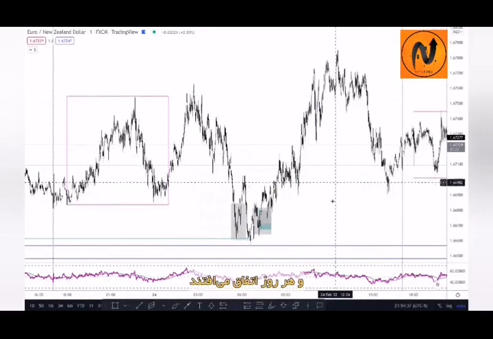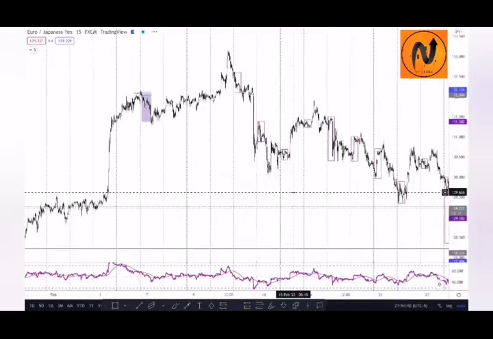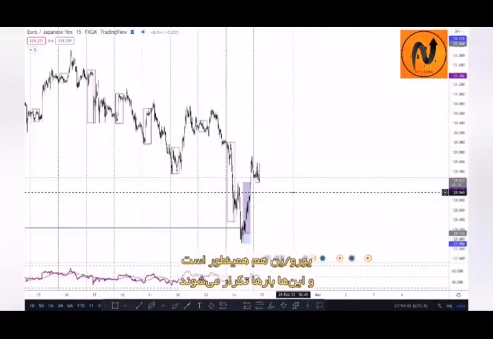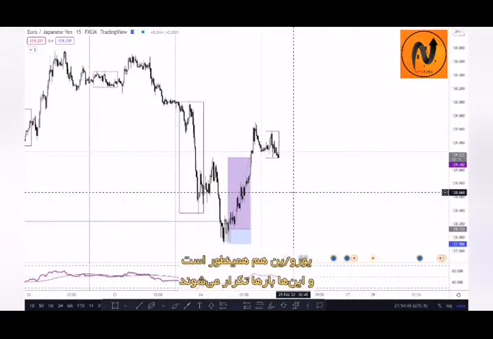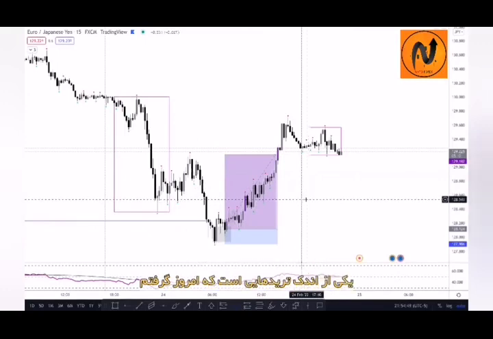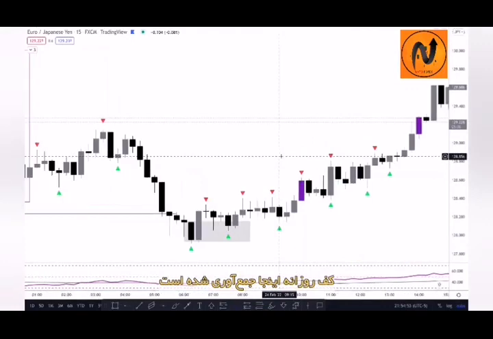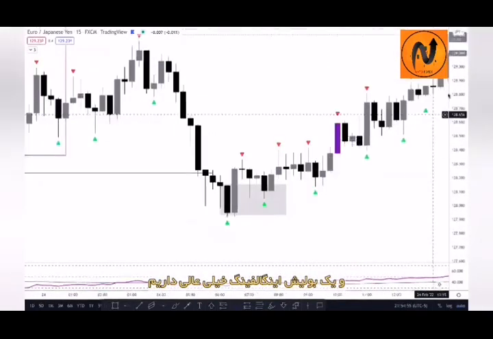Rocket. Euro JPY, it's the same thing happening over and over again. We induced the daily lows. I actually hit this today. This is one of the few trades that I was able to grab today. We induced the daily lows. Here it is again. Pitch perfect.